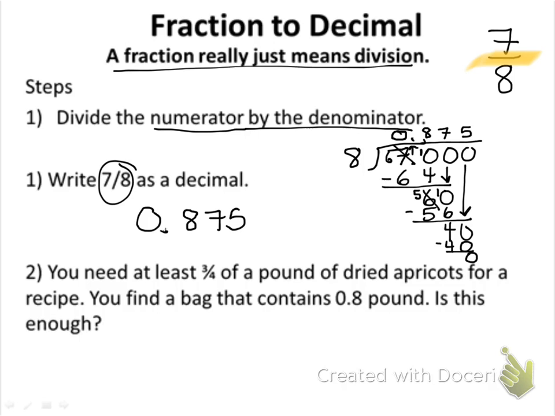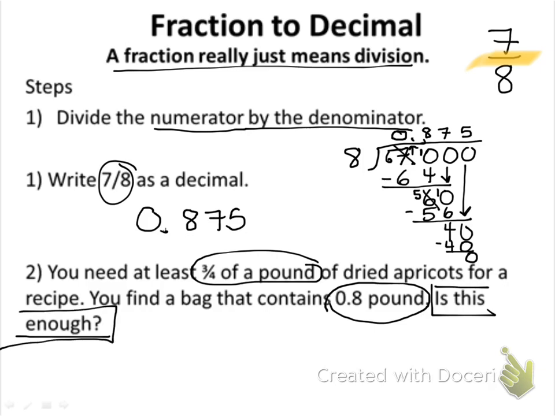Okay, let's look at this situation here. You need at least 3/4 of a pound of dried apricots for a recipe. You find a bag that contains 8/10 of a pound. Is this enough? Okay, so what we need to do is figure out if 3/4 is greater than or less than 8/10.